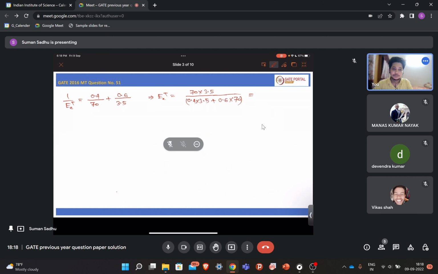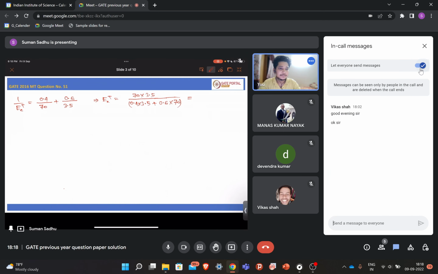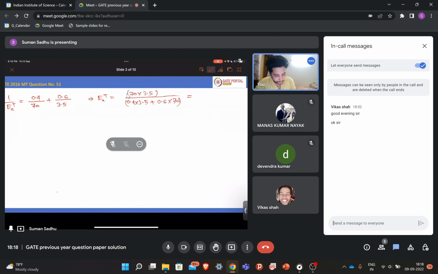Anyone calculated? What answer you are getting? 0.171. Have you calculated it properly? It is 70 into 3.5 divided by 0.4 into 3.5 plus 0.6 into 70. This is plus.